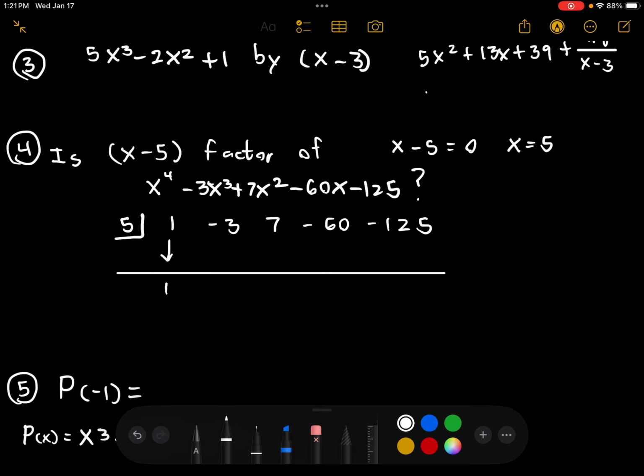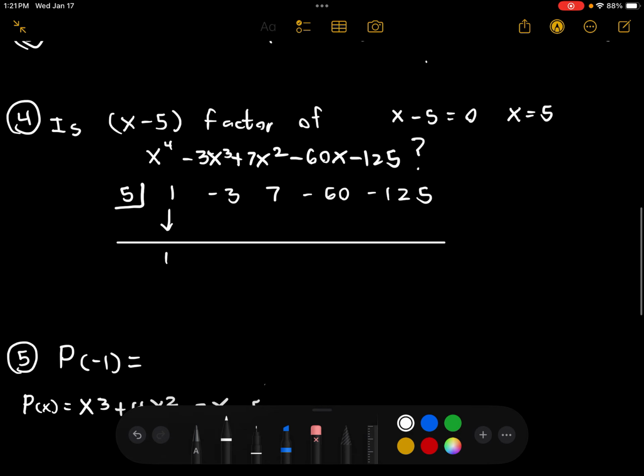Drag the first number down, let's see. And I'll tell you what the results means, all right? So we have 5 times 1 is 5. This is a 2. 5 times 2 is 10, so that's going to be a 17. 5 times 17 is 85, and 85 plus a -60 would be a positive 25. And then 5 times 25 is a positive 125.